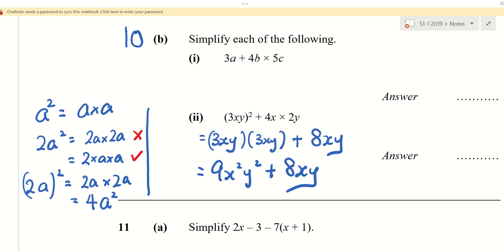It's like, what is a times a? A times a is a squared. So when I have 3x, you take the number times number, 3 times 3 will give you 9. X times x will give you x squared. Y times y will give you y squared. Understand why it is like that?